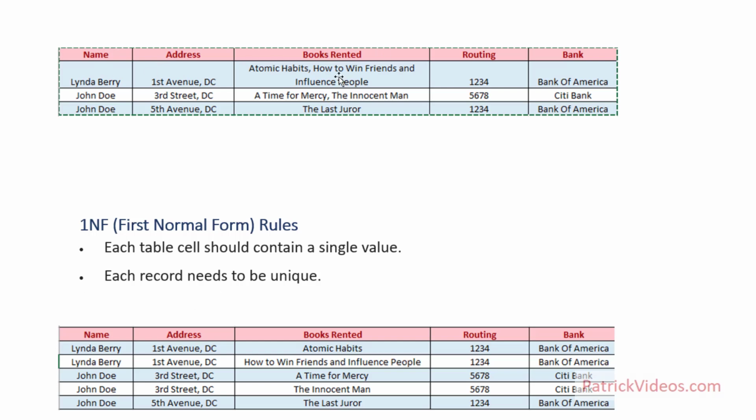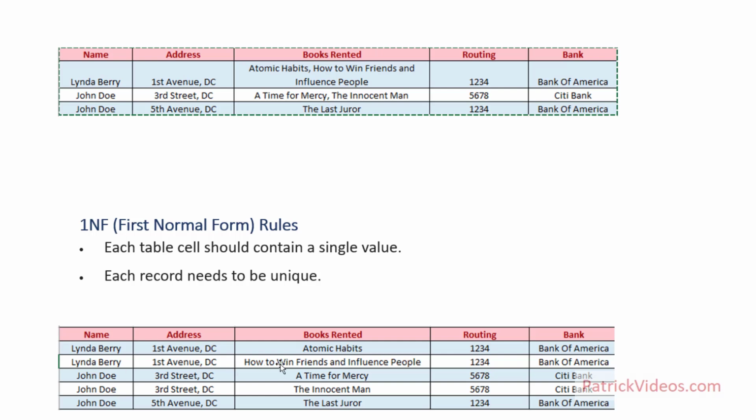So let's reorganize this data in the first normal form. Now let's take a look at this table. This table is in first normal form. The same data has been transformed to first normal form. So here you can see that Linda Berry of First Avenue has rented Atomic Habits.